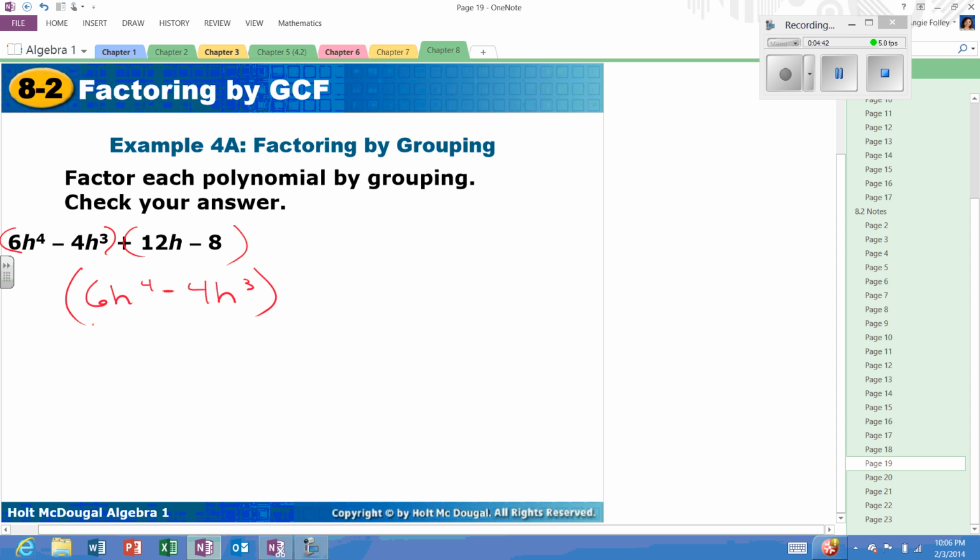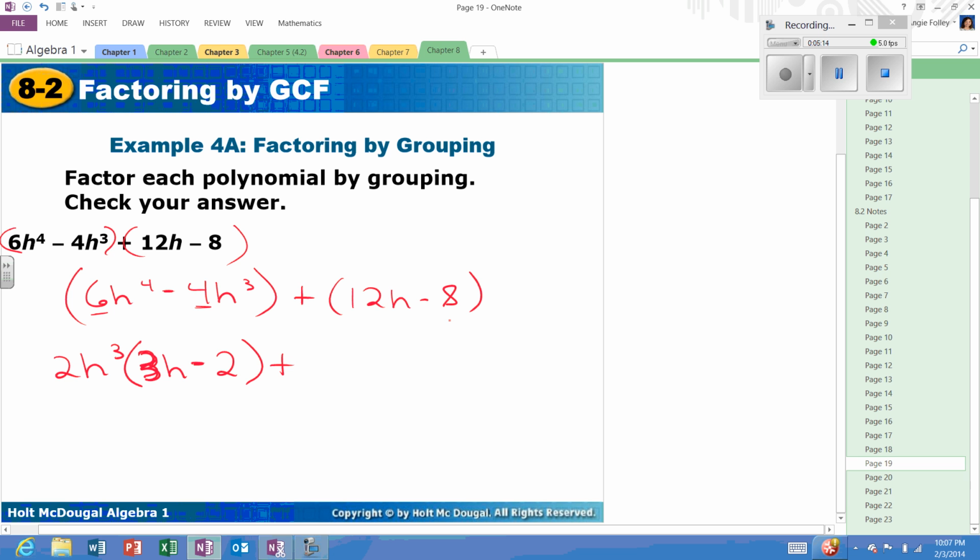And then plus, we got to keep that plus sign, 12h minus 8. Okay, so all I did was I grouped them. Now, looking at this first set of parentheses, what can I pull out between the 6 and the 4? I can pull out a 2, and then in terms of the h, I can pull out 3 h's. So left inside, I have 3h because I have to get back to 6h to the fourth, and then I have a 2. And again, if you went backwards, you should get back to the original.